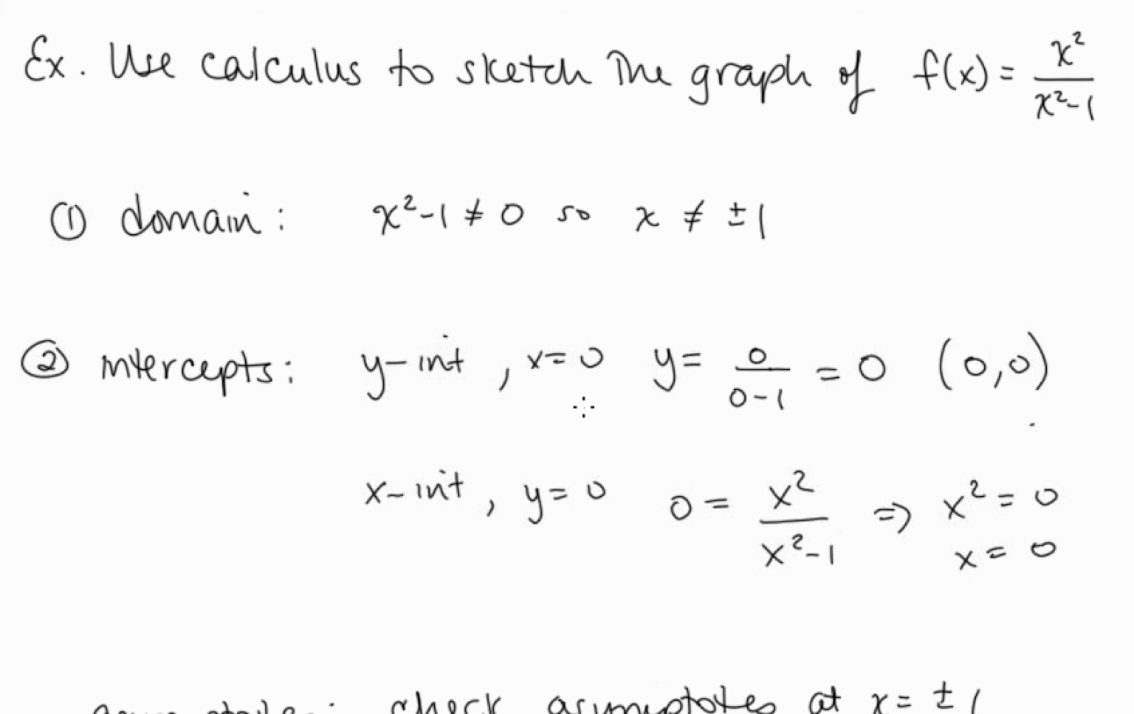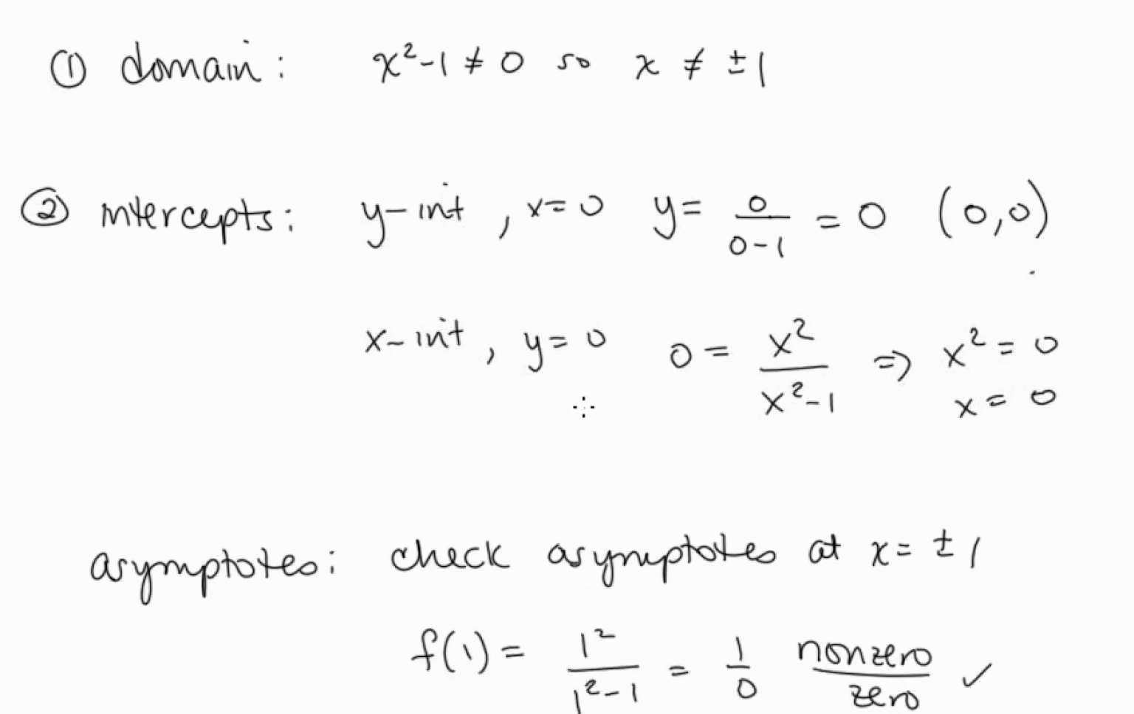In step 2, we want to find intercepts and asymptotes. So for intercepts, we start by taking the y-intercept by letting x equal 0.